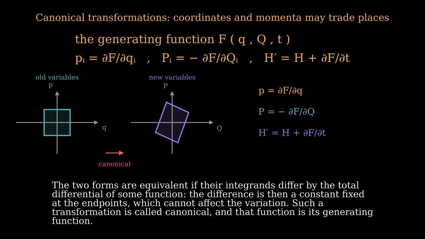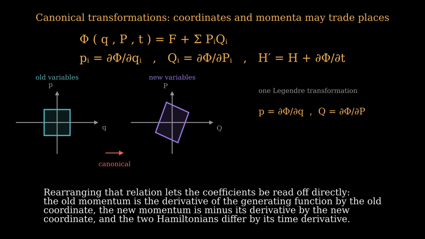The two forms are equivalent if their integrands differ by the total differential of some function. The difference is then a constant fixed at the endpoints, which cannot affect the variation. Such a transformation is called canonical, and that function is its generating function. Rearranging that relation lets the coefficients be read off directly.